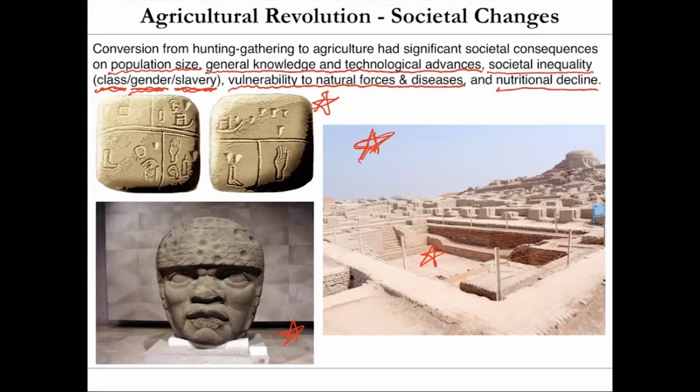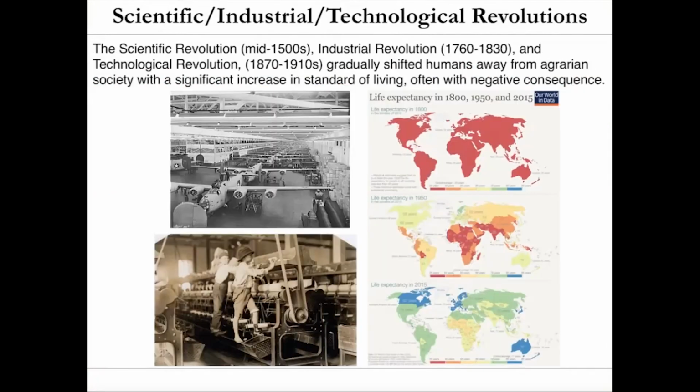and nutritional deficiencies. So the agricultural revolution definitely changed society in a lot of ways for the better, or, it's just what happened. There was no going back once you started these societies, but it also has some negative consequences that should definitely be considered. And the next big change that happened in human society basically occurred from the mid 1500s and is still, I would argue, going on today.